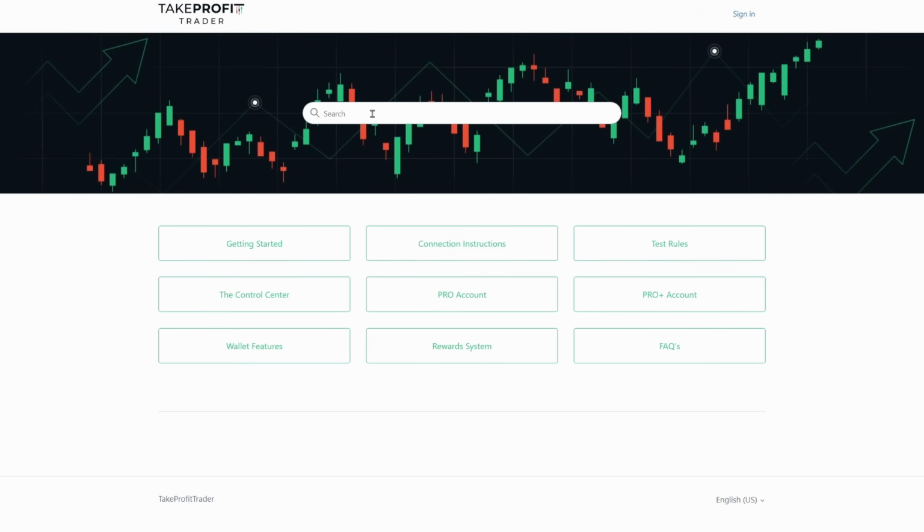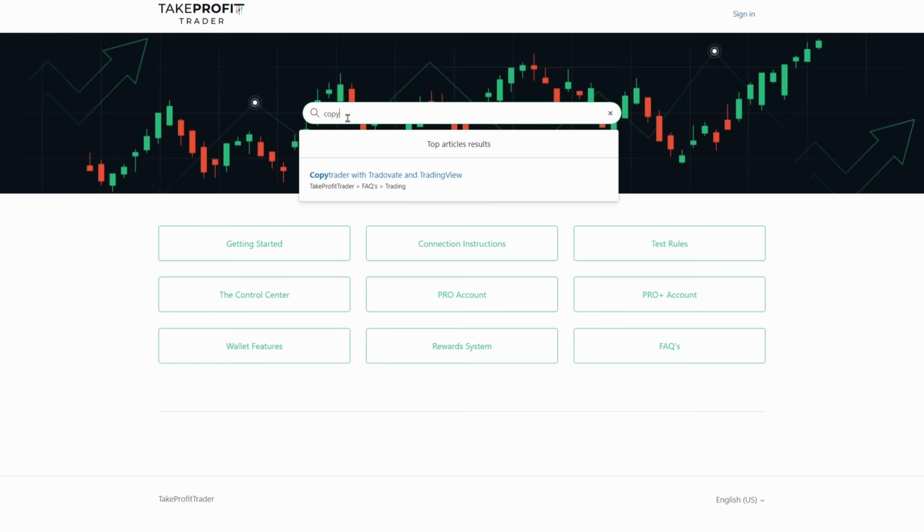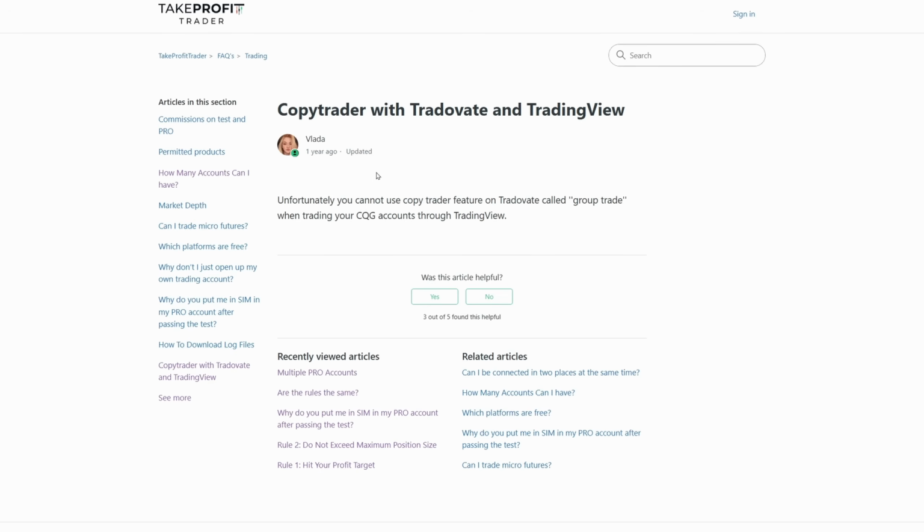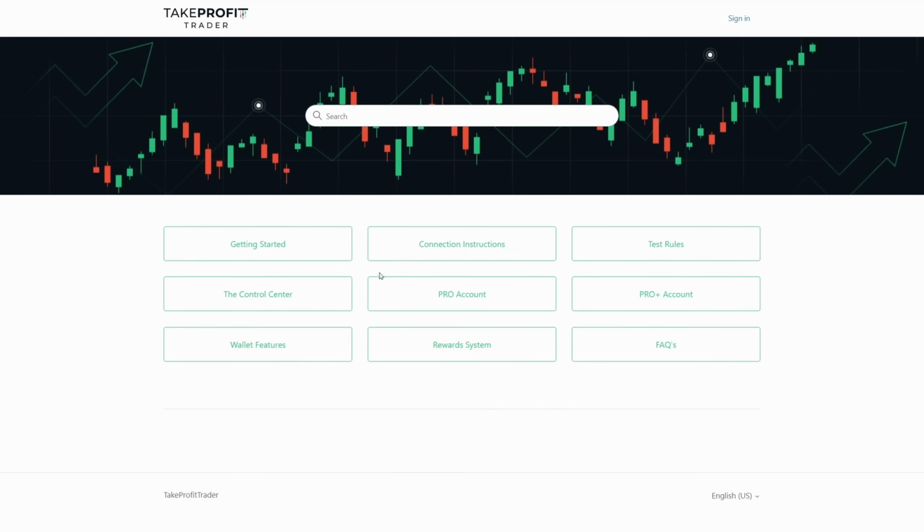So you know what I did? Right up here, and it may blind you, you might not see it at first glance, but where it says search, I just typed in copy. You can see copy trading with Tradovate and TradingView. Well, let's see if this brings us to anything. Unfortunately, you cannot use the copy trader feature on Tradovate called group trades when trading your CQG accounts through TradingView. Well, that still doesn't answer my question. If I'm trading with NinjaTrader, how is this going to impact my trading? So then I decided to click right here where it says pro account.